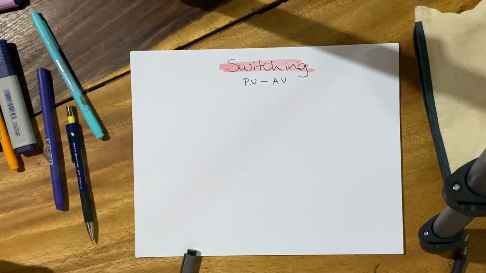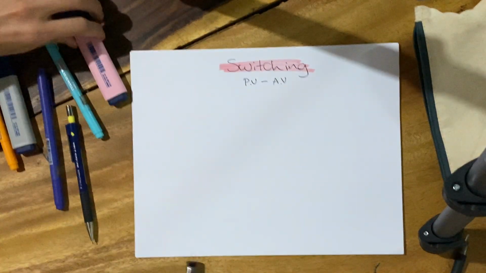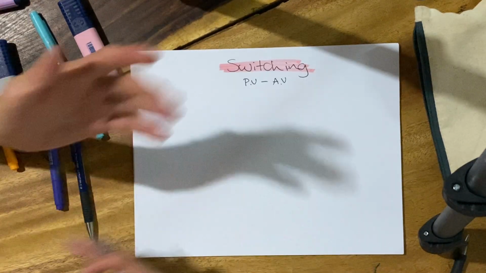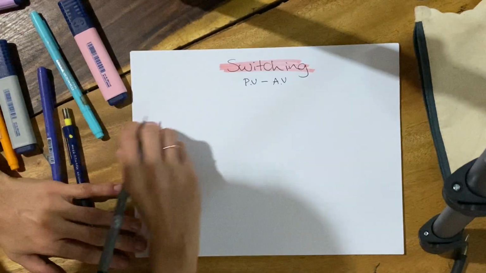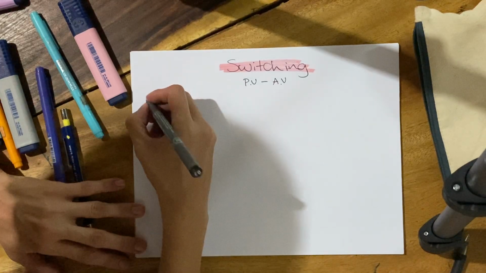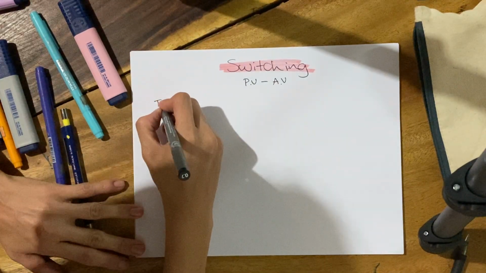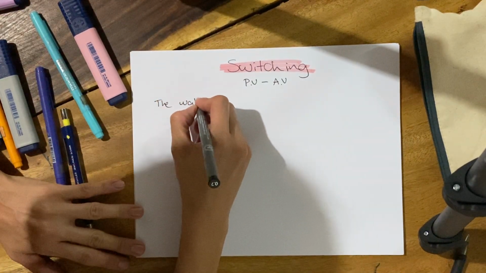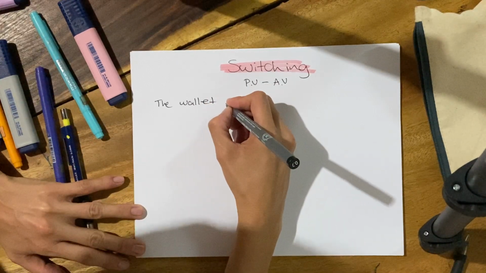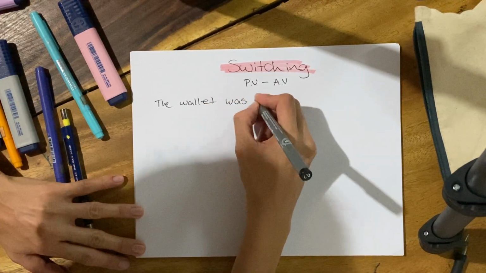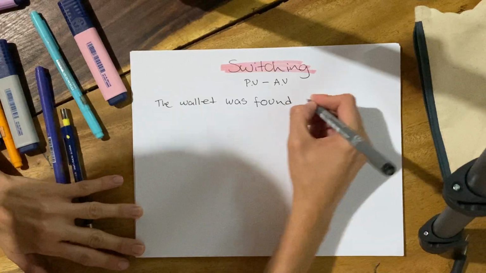So now we're gonna switch. You were switching between active to passive. Now we're gonna do it vice versa. So for example, the wallet was found on the street.